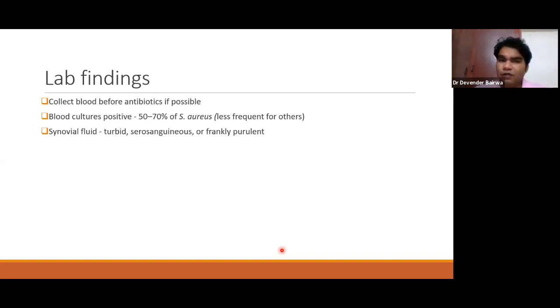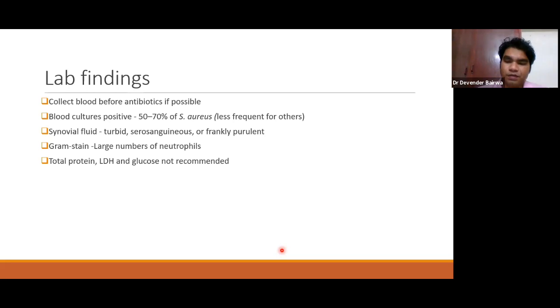Then if you look at the synovial fluid, as we discussed, it will be turbid because it will have lots of cells and protein. It can be serosanguinous also, or it can be frankly purulent. If the WBC count is more than 50,000 to 75,000 or more than 1 lakh, in such cases your synovial fluid will be frankly purulent. Gram stain: in gram stain itself, you can see a large number of neutrophils. If you are lucky enough, you can see some organisms.